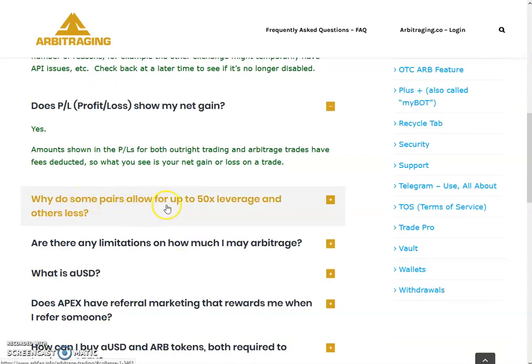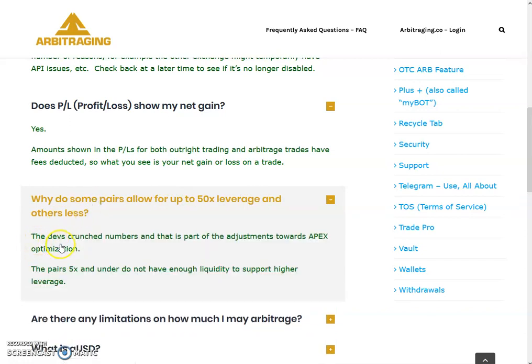Why do some pairs allow for up to 50x leverage and others are less? The devs crunched numbers, and that is part of the adjustments towards APEX optimization. It is asking why some pairs are offering 50x leverage and why others are offering less. So in the answer it is saying that the devs have crunched these numbers and made the adjustment towards APEX optimization. It is done by the developers.